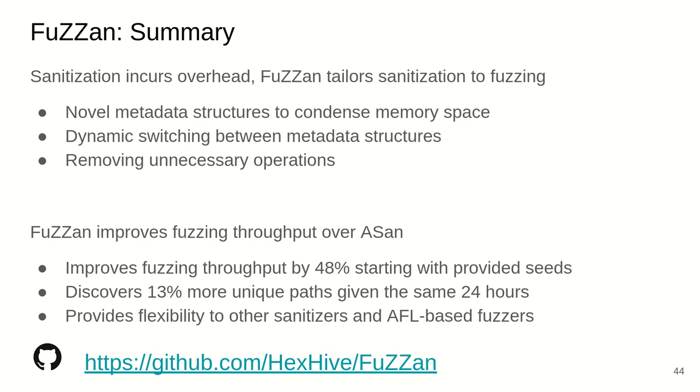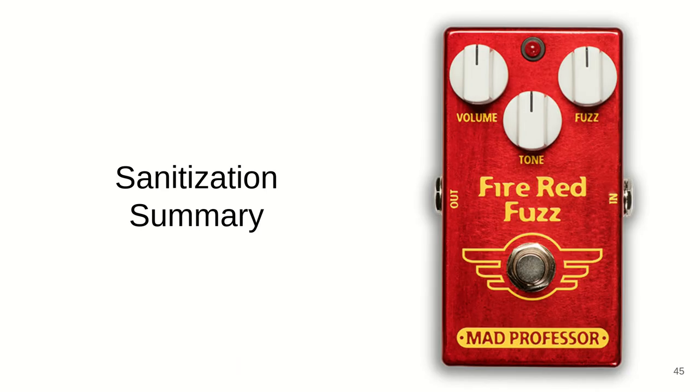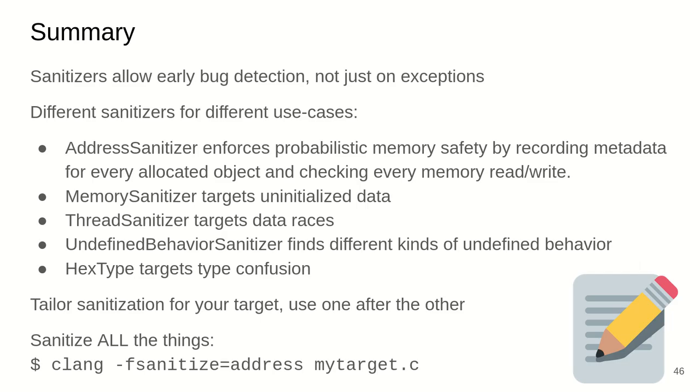FuZZan improves throughput over ASan by 48% with provided seeds, and discovers 13% more unique paths in the same 24 hours. And it gives us this additional flexibility to try out and figure out which are the best possible options on target. So let's summarize today's class. Sanitizers allow early bug detection and not just exceptions. So this allows us to detect a bug right where it happens before it does any harm, terminating the application to give the developer the most possible feedback.